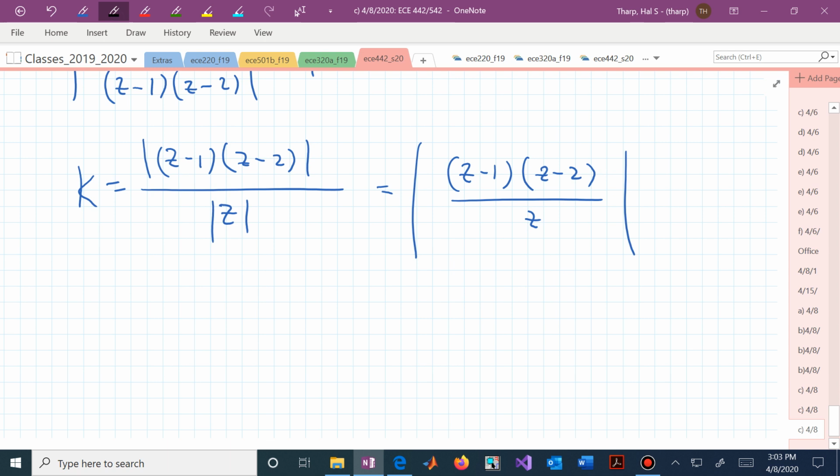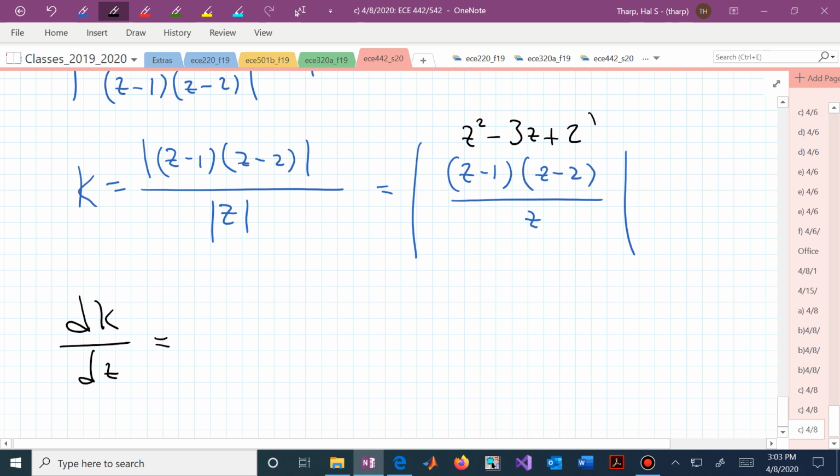If we now differentiate that expression inside the absolute value sign, let's do that. Before we do that, let's go ahead and multiply this out so that we just have a polynomial in z. This is z squared minus 3z plus 2. That's now our numerator factor. Our denominator factor in our gain k expression is just z. We now have a quotient. We can find the derivative of that quotient.